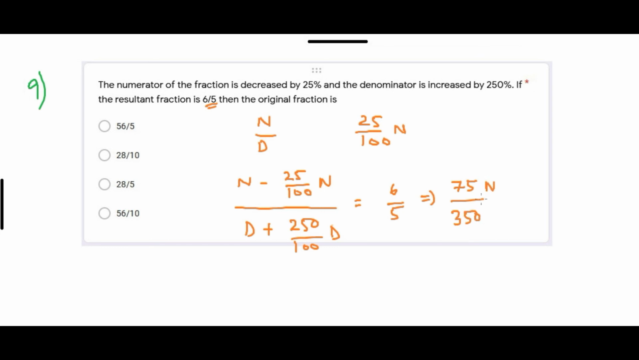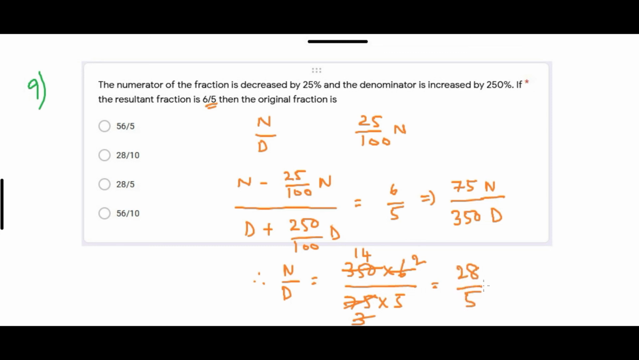So let me write numerator and denominator only, and the 100 will get cancelled. So now what will be the numerator and denominator? Therefore numerator by denominator is equal to 350 into 6 by 75 into 5. So now we can deal with it. 25 ones are 25 and it is 100, so 4 times, and 3 ones are 3, twos are 2. So it is simply 28 by 5 is the answer. 28 by 5 is the answer. That's all.